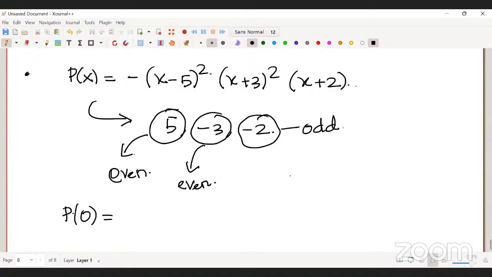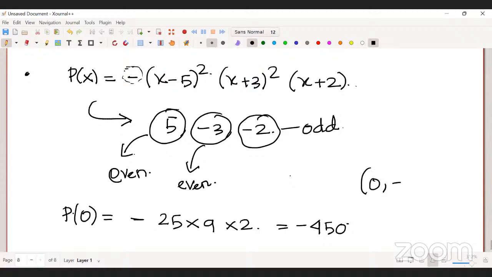So what is the y-intercept of this polynomial? To find the y-intercept, we need to find P of 0. What is P of 0 here? 25 into 9 into 2, so this is 450. It is 25, not minus 25? You have a minus in the beginning, right? So the y-intercept is 0, comma, minus 450.